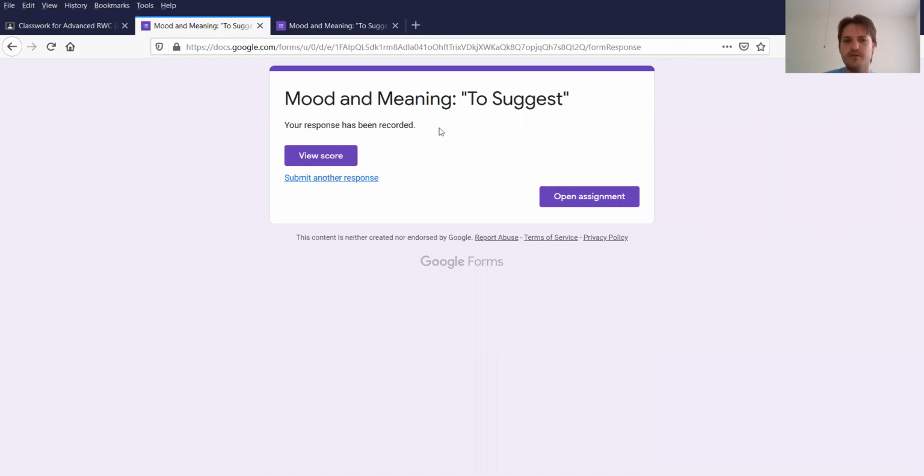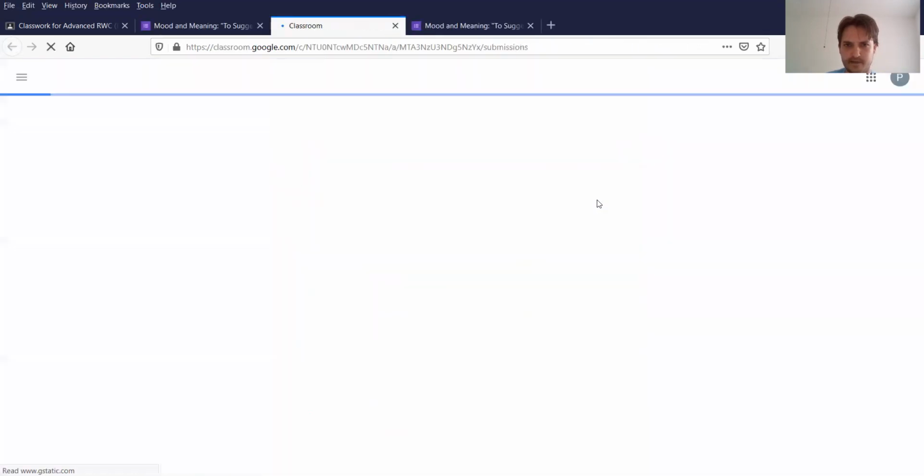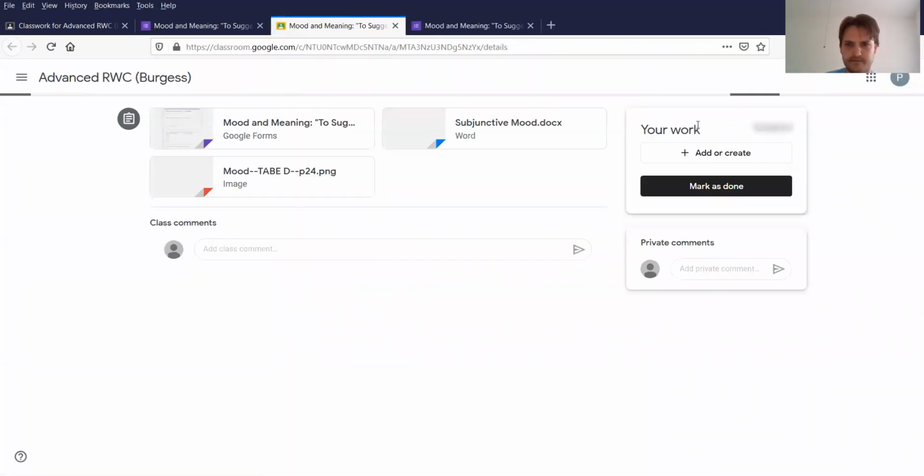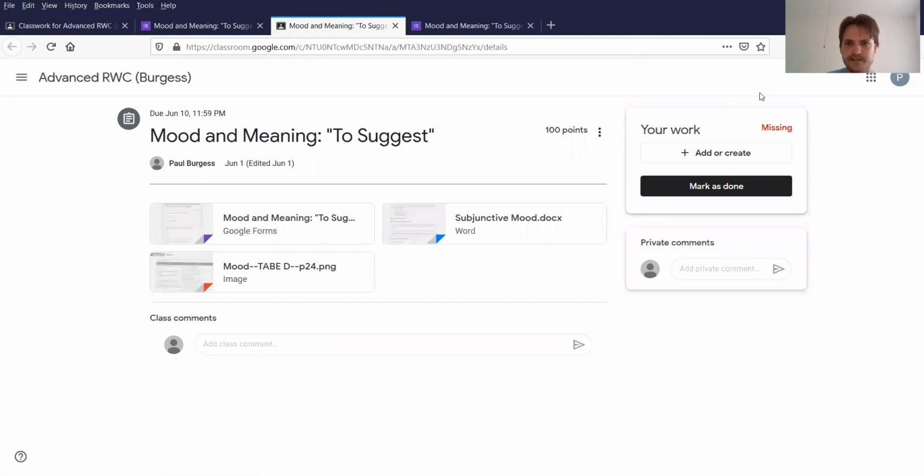Now, something you might notice is that this tab up here is still open. This is the part where not most, but many people have had trouble, and this has made it hard for me to see when people have finished their work sometimes. So what I want you all to make sure that you do is open assignment. This is the important step that a lot of us have either not known about or have forgotten sometimes. Make sure to go to mark as done.